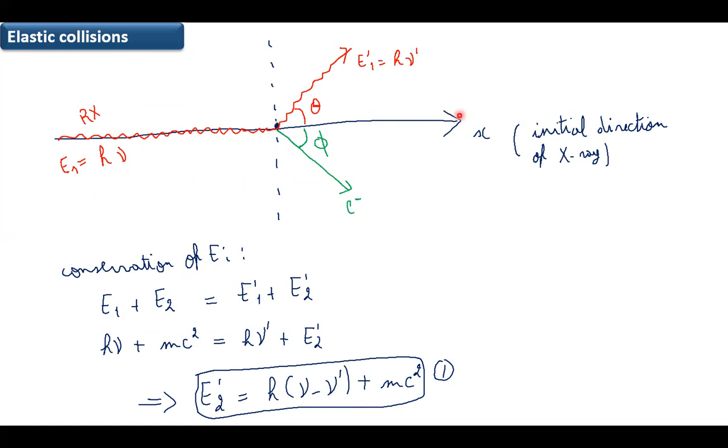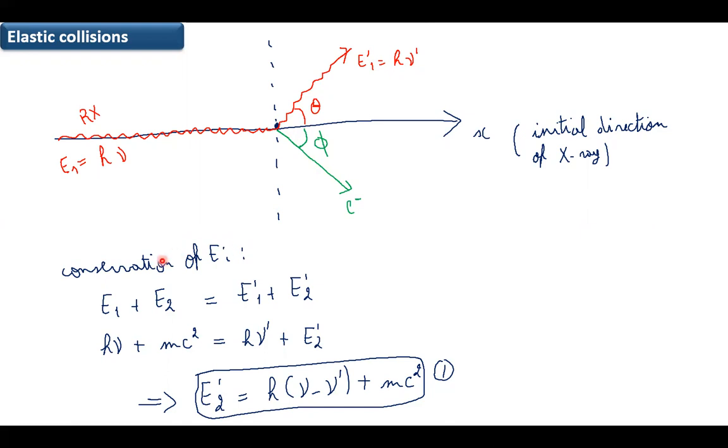Let's suppose x is the initial direction of X-rays. So an X-ray collides with an electron. The X-ray is diffused through this angle theta with a new energy E prime 1 that is equal to h nu prime, the new frequency that is less than the initial frequency, and the electron is ejected through the angle phi with some speed, and we will see how the electron gets this energy and this speed.